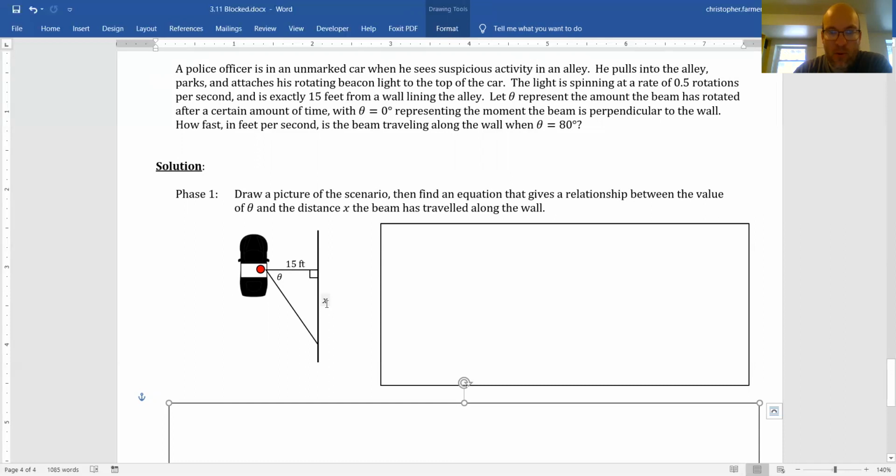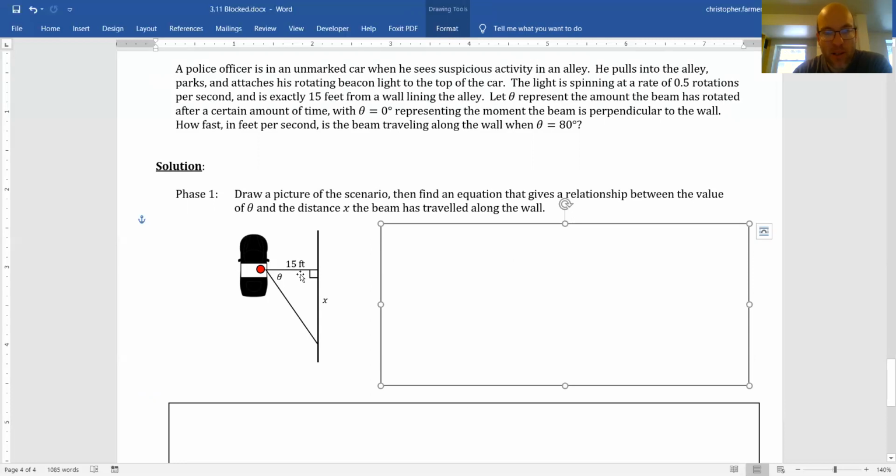Okay, so we're looking for an equation that gives us a relationship between this angle theta, the 15 feet that we know, and the distance here that we don't know. And we don't need to know any other distances. We don't need to know any other areas of the wall. We don't need to know the length of the hypotenuse, because we're not asking about how the hypotenuse is changing. We're asking about how this distance is changing.